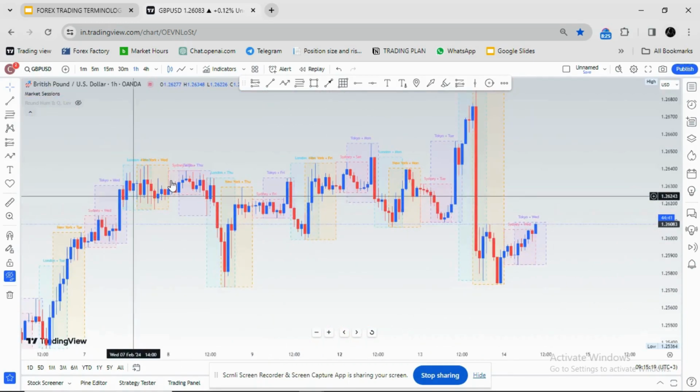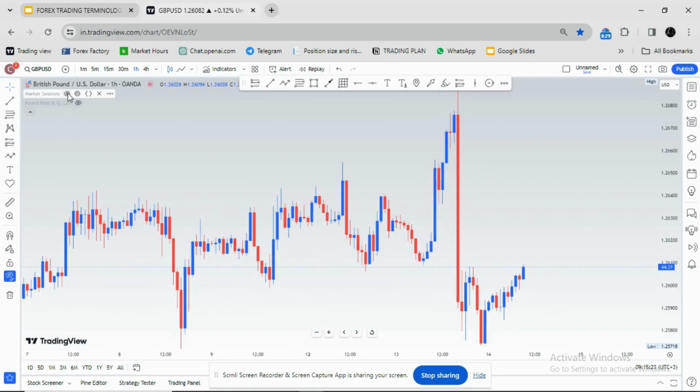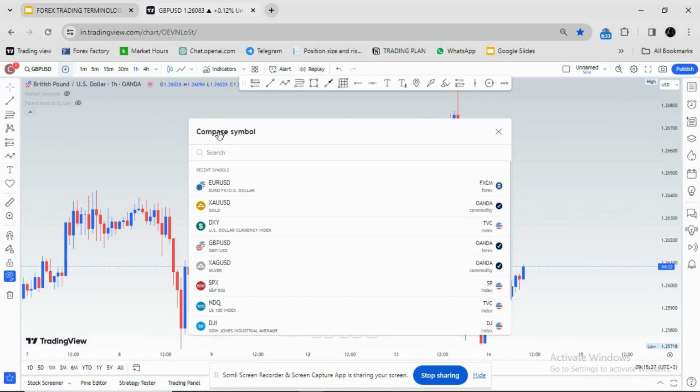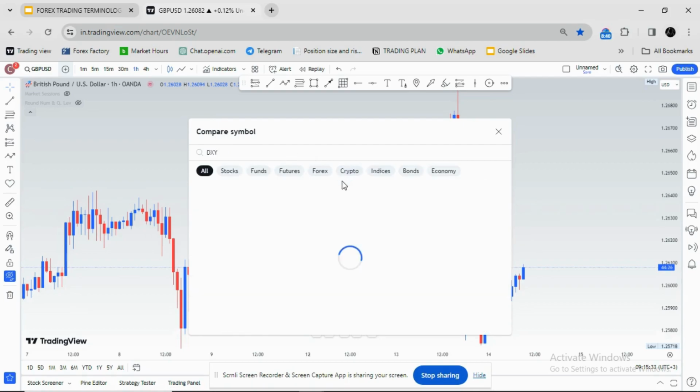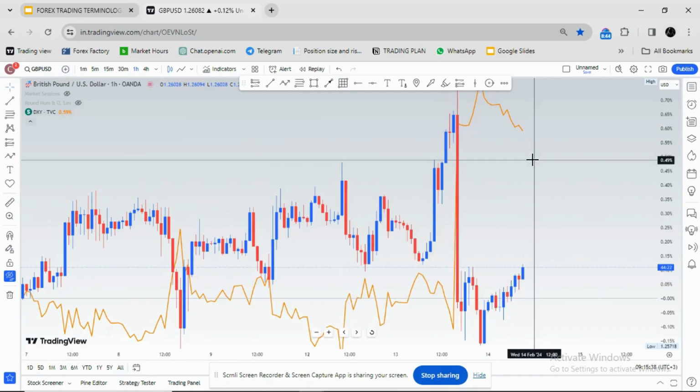Now let me show you something. Let me show you negative correlation. Right, I'm going to hide that. Negative correlation, we're going to add DXY here. Is it going to be fine? Let's see. Because I understand DXY and GBP USD most of the times are negatively correlated.